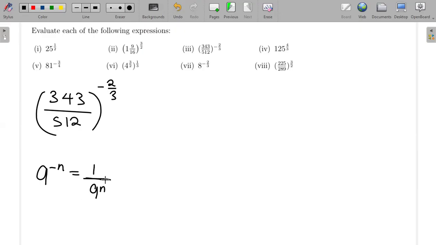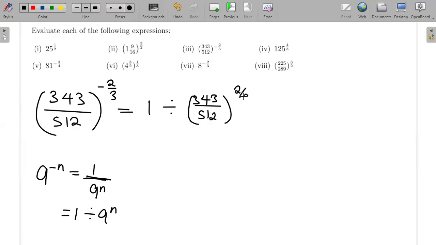So now I can also write it in a smart way. It can just be 1 divided by a to the power n. Okay, I can actually just write it in terms of the symbols. So that's what I'm going to do here. I'm going to say this is equal to 1 divided by, because there's a negative power, okay, so it will be 1 divided by 343 over 512 to the power, now the power is positive, so that will be 2 over 3.